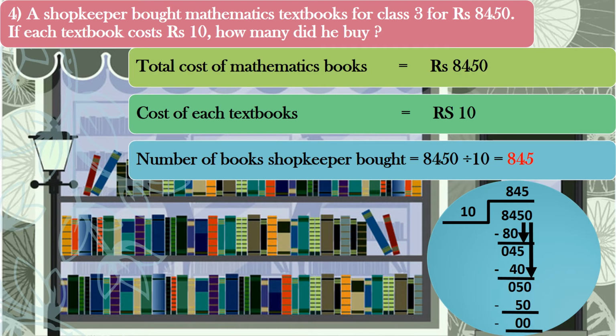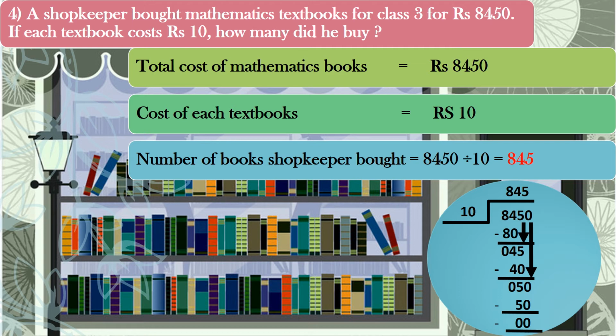Let's look at the fourth sum, which is: a shopkeeper bought mathematics textbooks for class 3 for rupees 8,450. If each textbook costs rupees 10, how many did he buy? So let's see what information has been given. We know that the total amount that he bought for was rupees 8,450, and each textbook costs rupees 10. So each textbook costs equally rupees 10, and the question is how many did he buy?